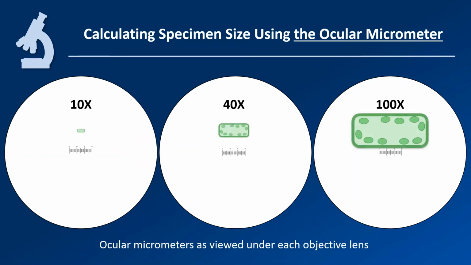But remember, when we look at our cells, we're actually zooming in on the actual cell. So the scale for the ocular micrometer is different for each objective lens, and that actual scale, that conversion factor, can be found in table 2-1. So make sure you always look at 2-1 because this is going to help us to figure out the size of your specimens. Let's take a look at some examples.